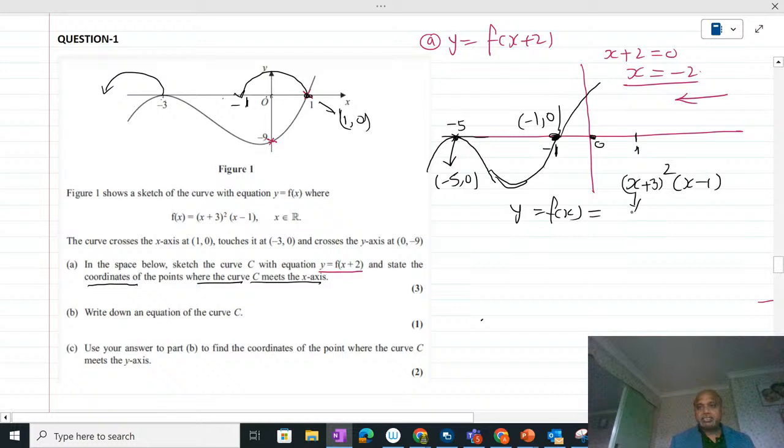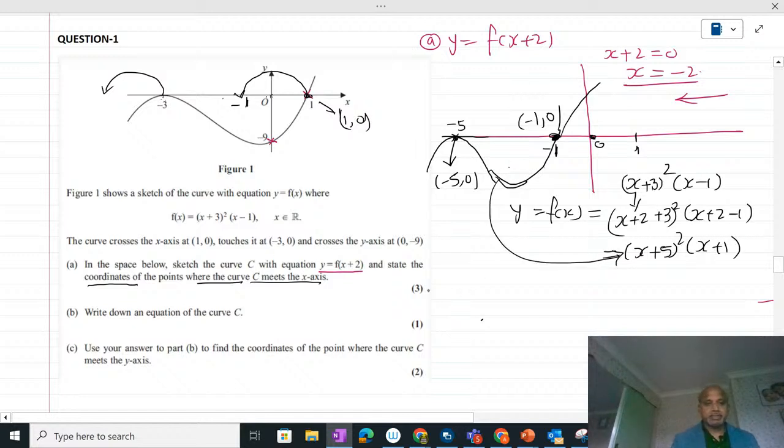So replace x with x + 2 here. So (x + 2 + 3) squared, and (x + 2 - 1). So we got (x + 5) whole squared, and it should be (x + 1). So this is the graph of this equation. Is that okay? So write down the equation of the curve C. This will be your B part, and the graph is your A part.